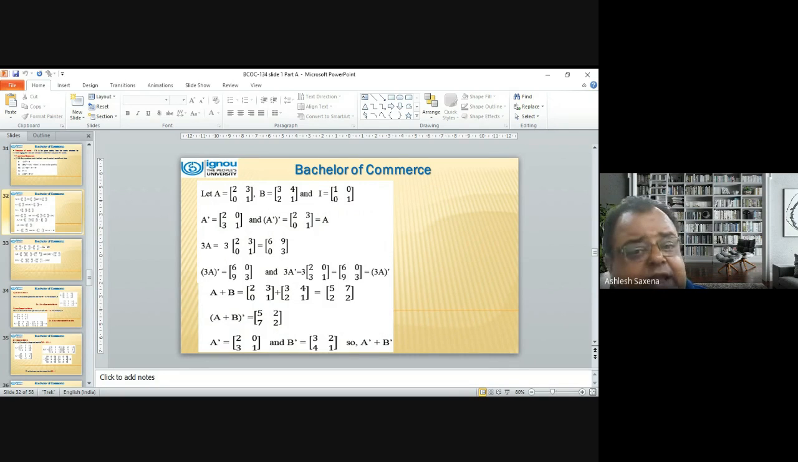A dash. A dash means transpose of A. I said rows will be converted into columns. That means your first row is 2 3, so it will be converted into a column. This row will be transformed into this column. Now the rows have been transformed to columns. Now when you will be transposing this again, what is going to happen? This will come over here and this will come over here, which is similar to your original matrix.